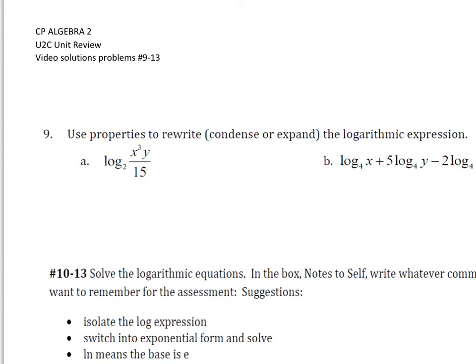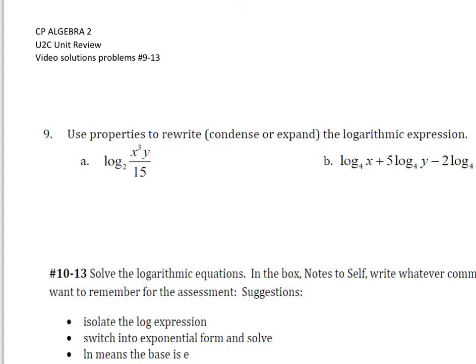Hi everybody, this is the video solutions to problems 9 through 13 on our Unit 2C review. So the first thing we have is to rewrite, condense or expand the logarithmic expressions.